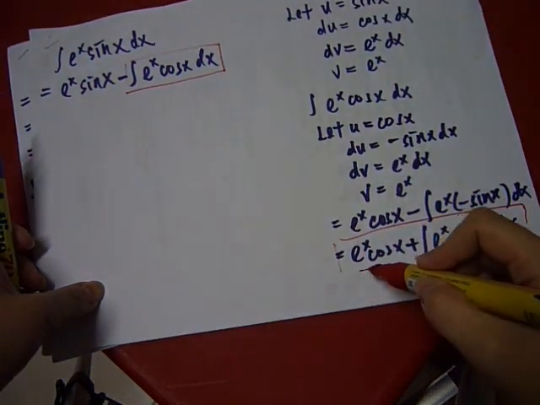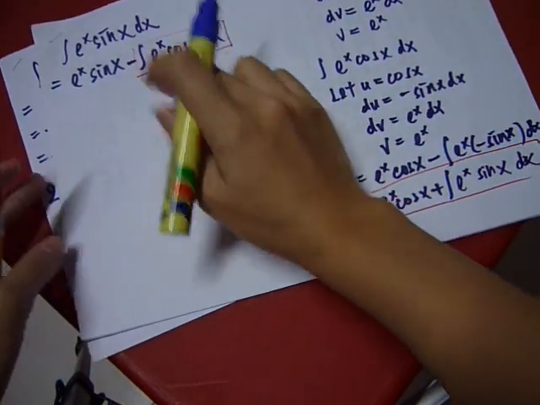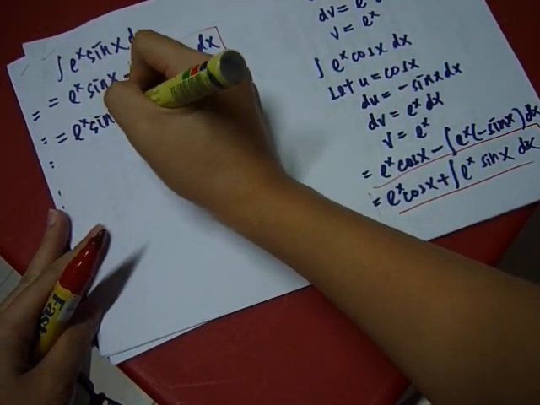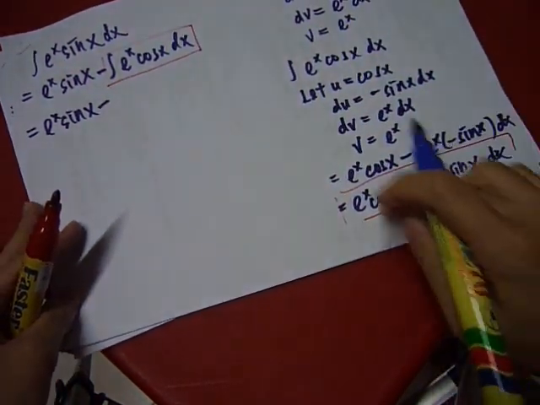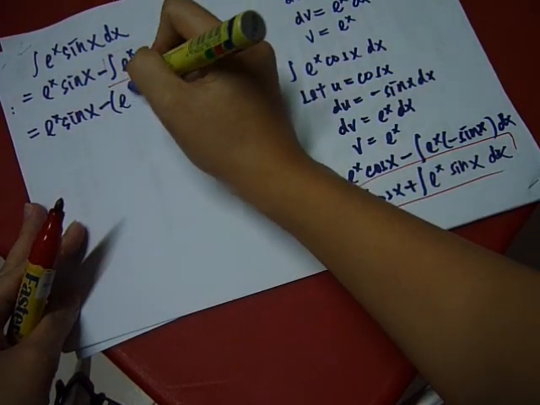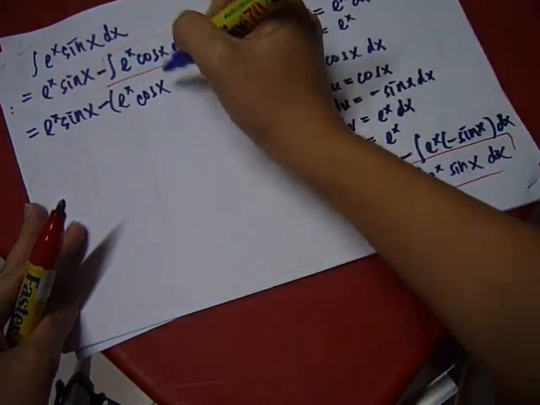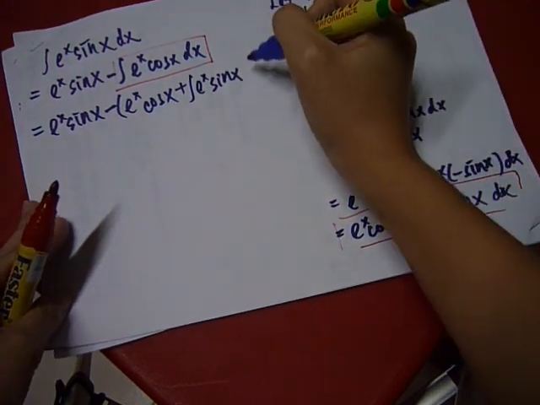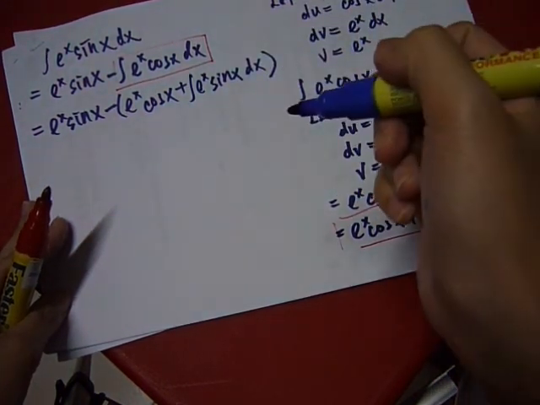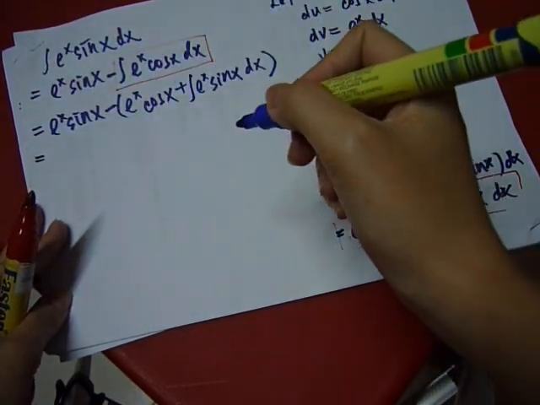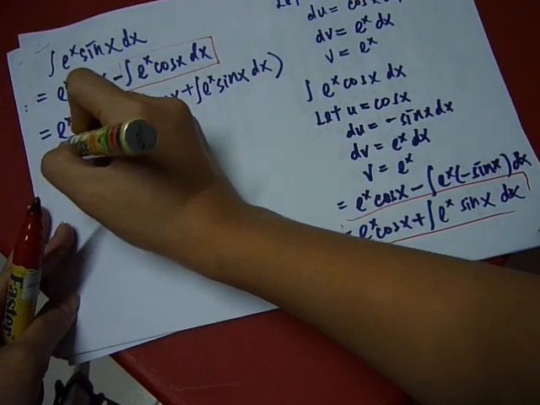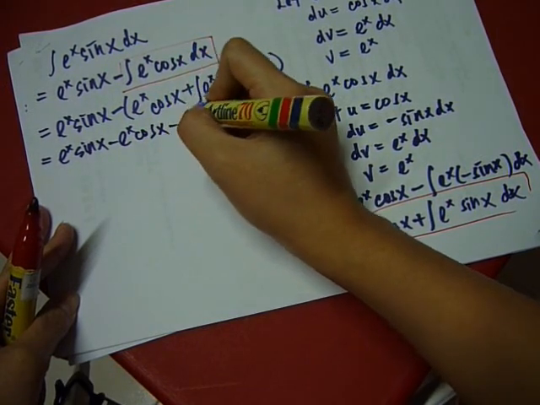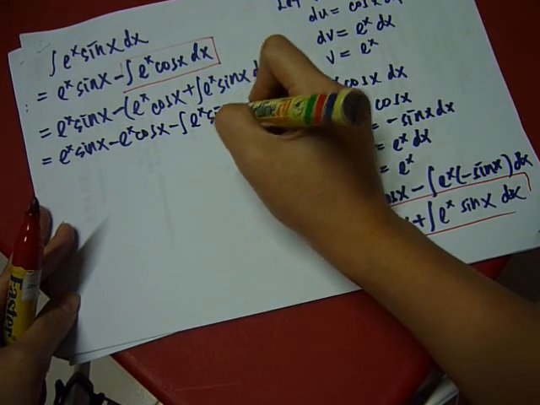Then substitute this back to here, so it is equal to e^x sine x minus bracket e^x cos x plus integration e^x sine x dx bracket, and then is equal to e^x sine x minus e^x cos x minus integration e^x sine x dx.